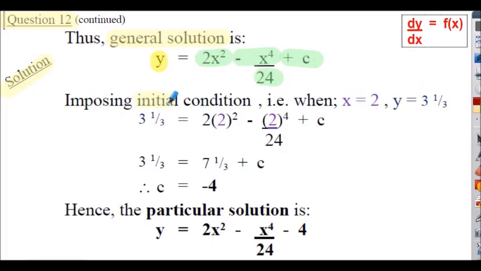We now impose the initial condition given. x is equal to 2. y is equal to 3 1/3. So on the left hand side we have 3 1/3. Right hand side replacing the x with 2. And evaluating, c is equal to -4. So we have the particular solution. y is equal to 2x squared minus x to the 4 divided by 24 minus 4.